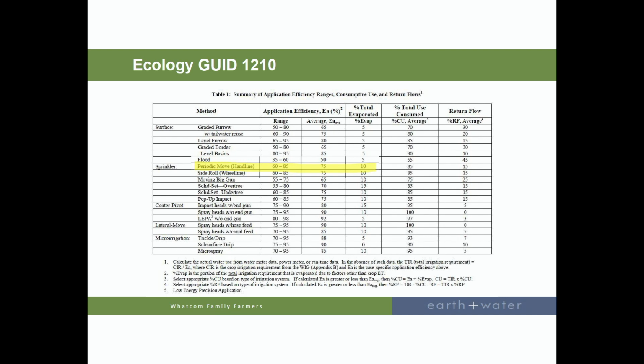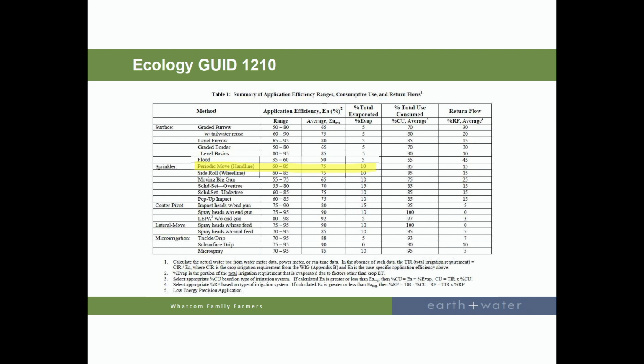This shows different types of irrigation systems. So are you flood irrigating it? Do you have one of, like, a traveling big gun that's spraying it out? Do you have a center pivot? This is going to tell you sort of what the expected range of efficiency is for that particular crop type, and then how much of that you can assume is evaporation.